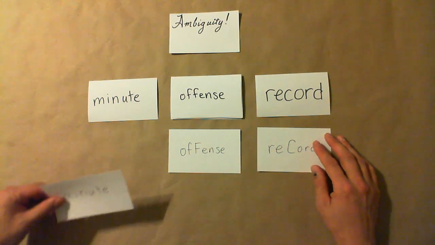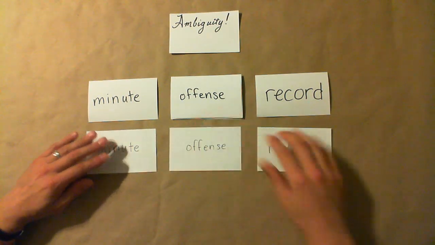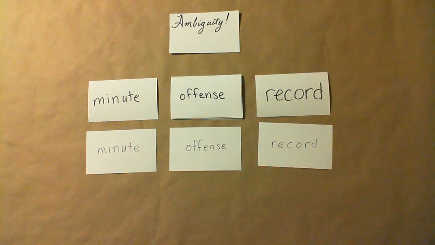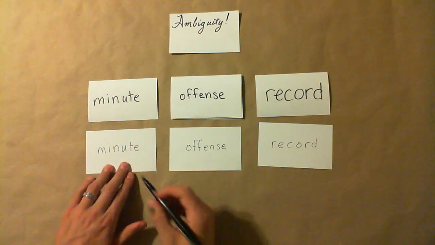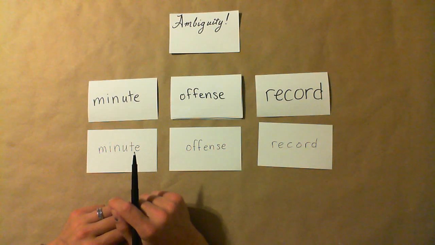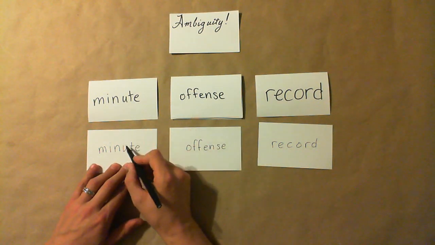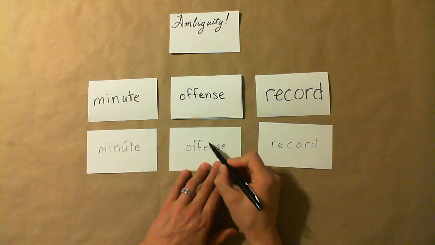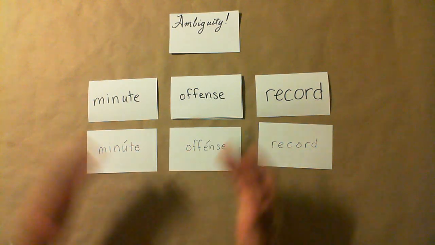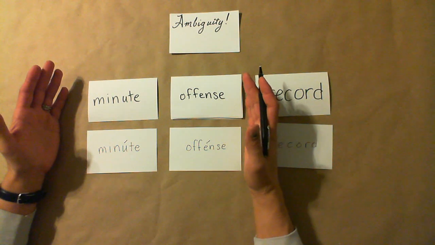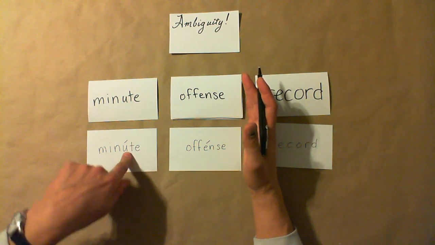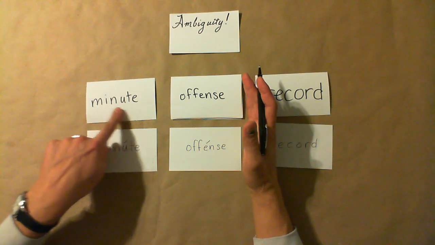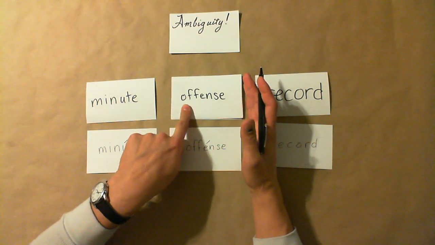Another idea would be to actually write a mark on there. And we could say, well, we could mark this one here, and that would be minute. We could mark this one here, and that would be offense. We could save time also by just saying if it doesn't have the mark on there, then it's going to be pronounced on the second to last syllable, minute, and offense.